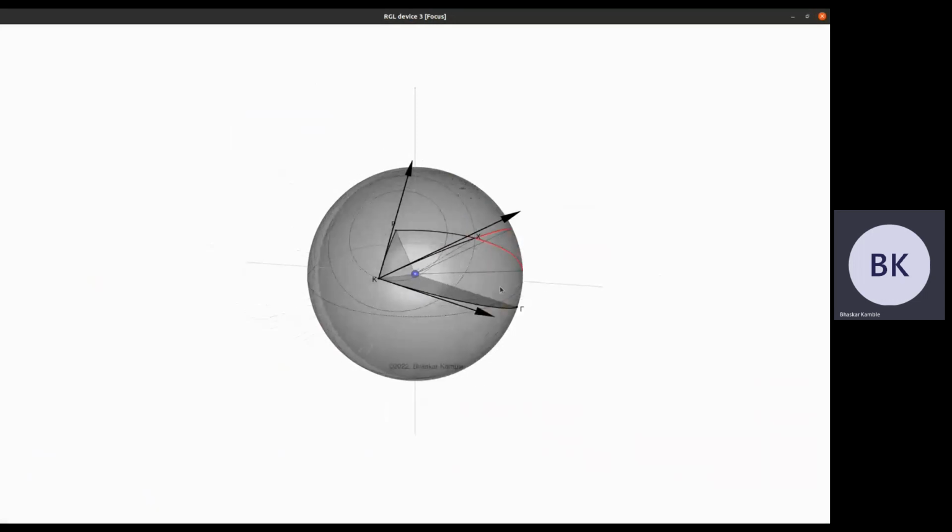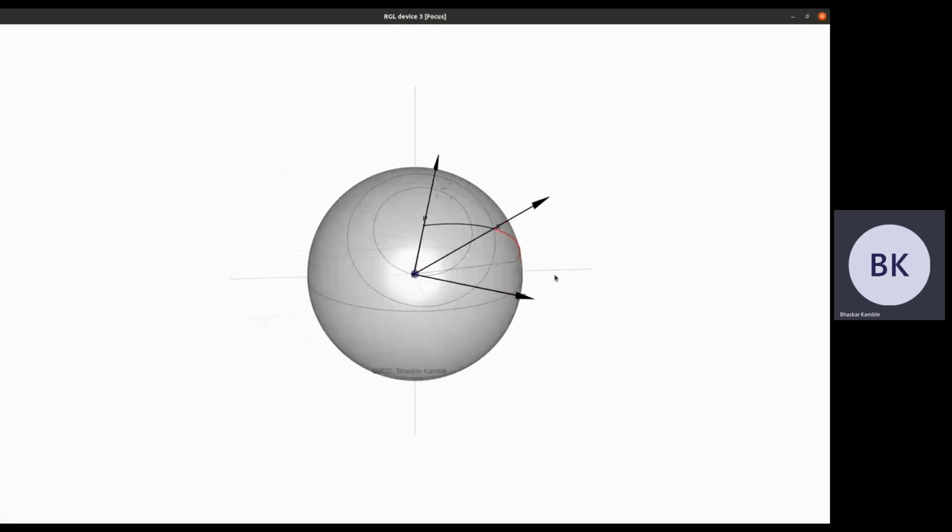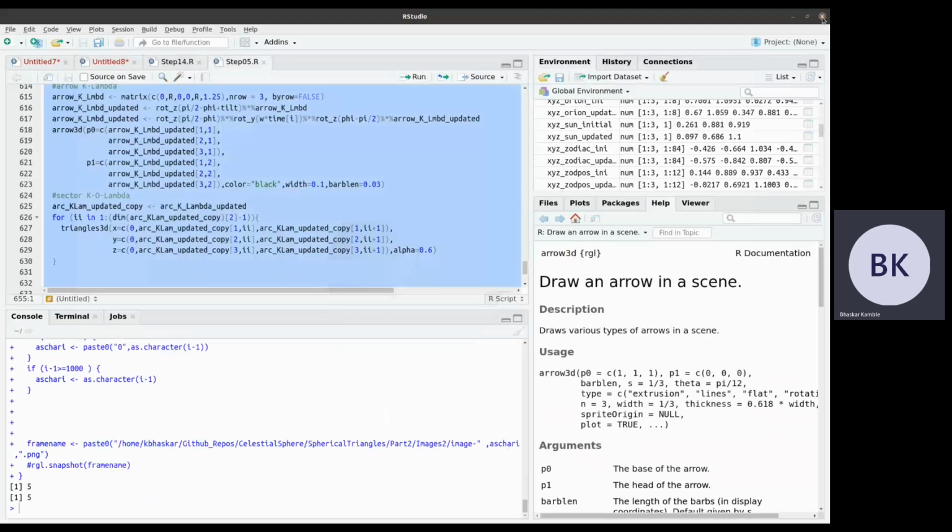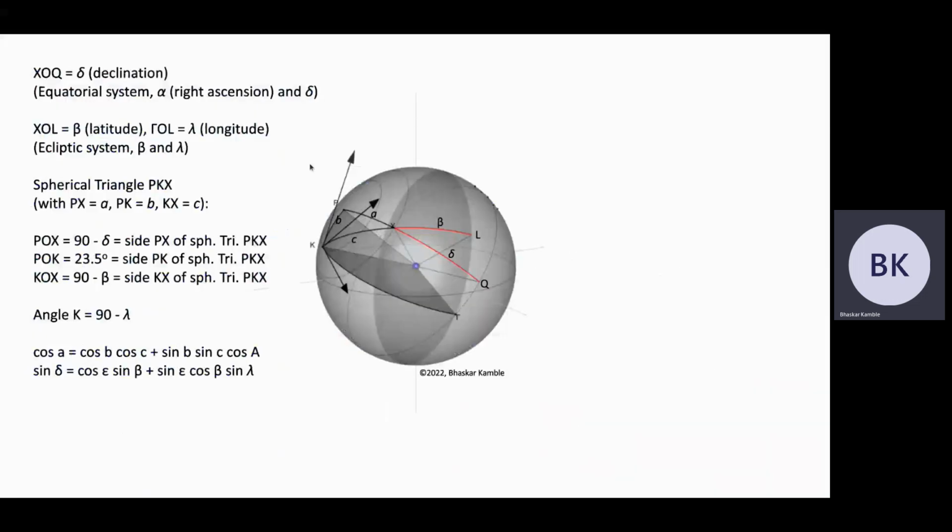Anyway, the point is, this angle is 90 degrees, and this angle is lambda. So the angle capital K or capital A is 90 minus lambda, which is what is stated here. So when you apply the cosine formula now, A is equal to 90 minus delta. So cosine A becomes sine delta.